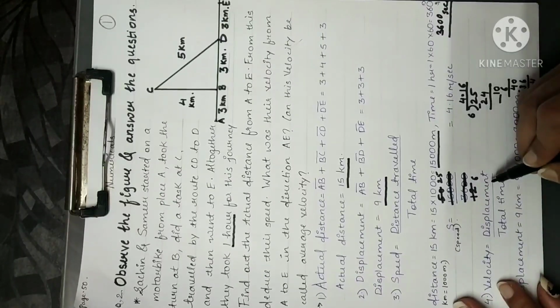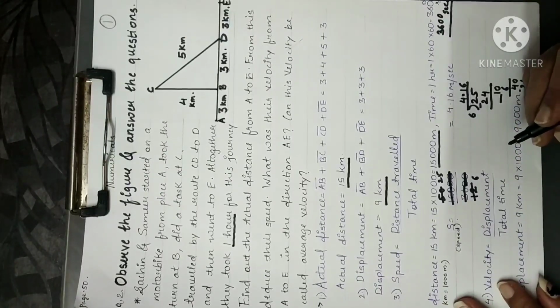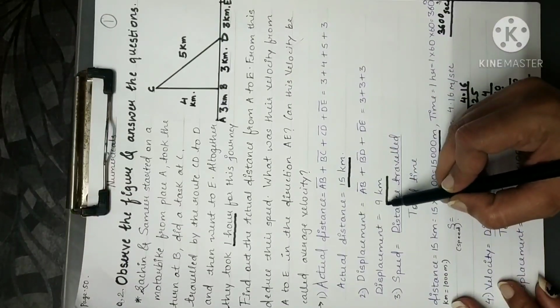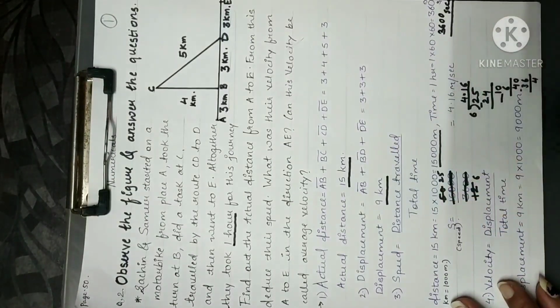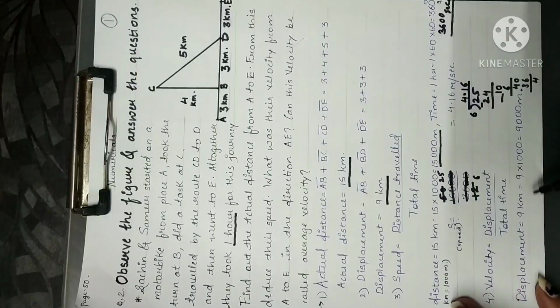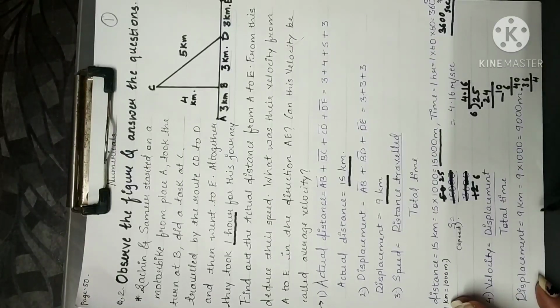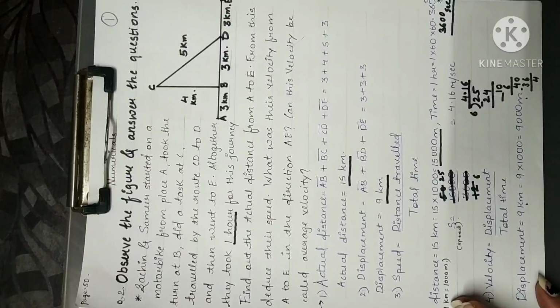Velocity is equal to displacement upon time. Displacement we already got, that value is 9 kilometer. So we will convert it into meter. 9 kilometer is equal to 9 into 1000, so 9000 meter. Kilometer we converted into meter.